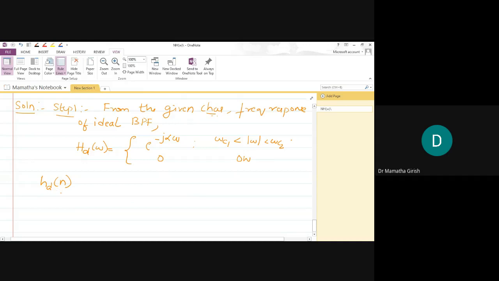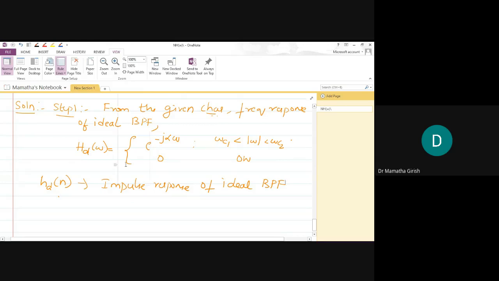hd of n is the impulse response of a given ideal band pass filter. hd of n is the impulse response of the ideal band pass filter.